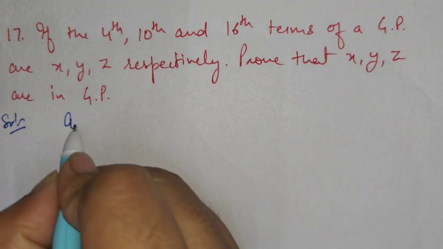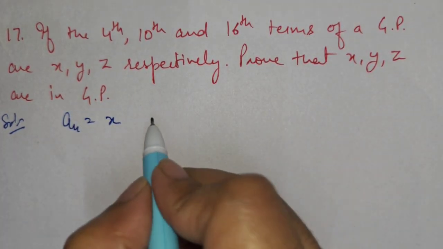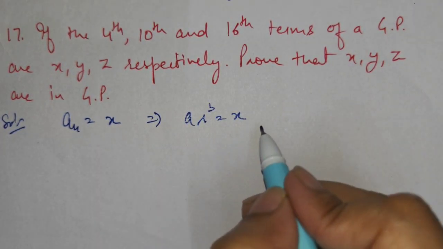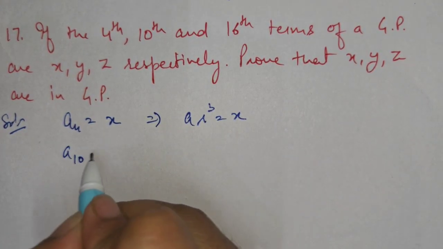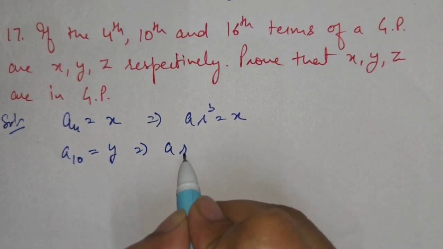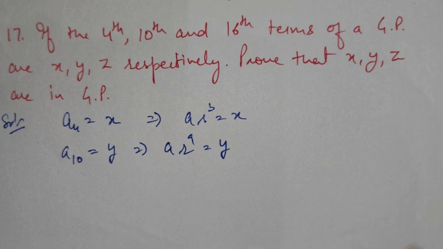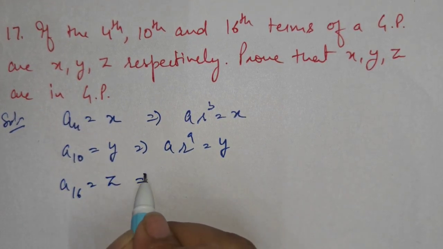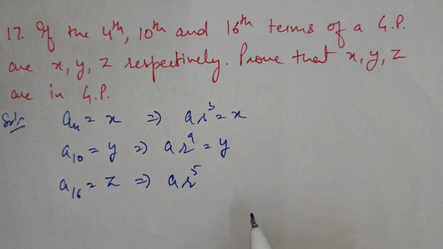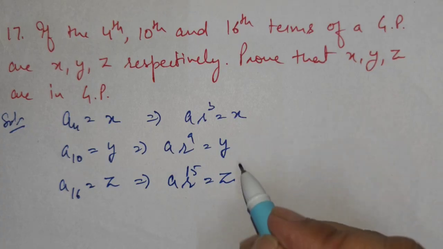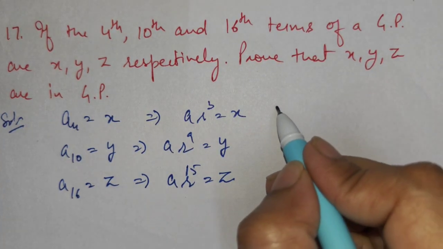Now we are given that the fourth term is equal to x, so this implies ar cube is equal to x. And next we are given that the 10th term is equal to y, so this implies ar raised to power 9 is equal to y. Further, the 16th term is equal to z and this implies ar raised to power 15 is equal to z. So now we have to calculate y upon x and z upon y.